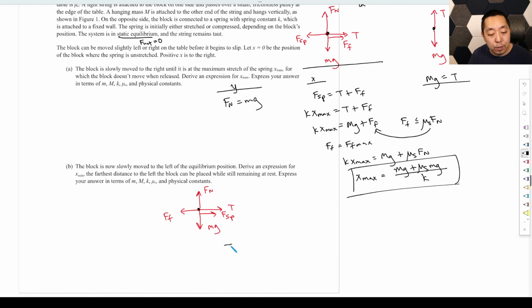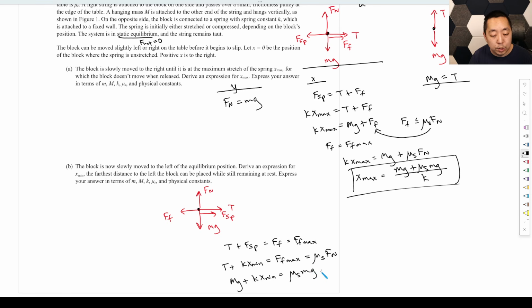right? The right and left will match. The T plus the spring force has to equal the frictional force, which we want to say is at the maximum, okay? And the spring force is going to be k times x min is equal to F max, which is mu times the normal force. So the tension is still equal to capital Mg, because that part hasn't changed. The hanging block is still there, still hanging, is equal to mu s and the normal force equaling little mg.